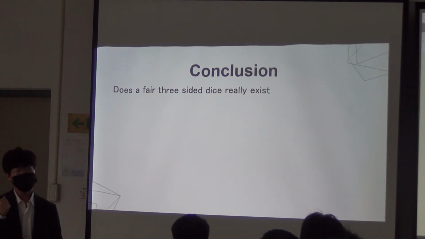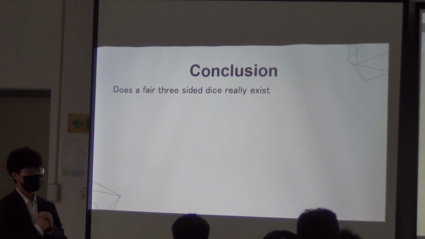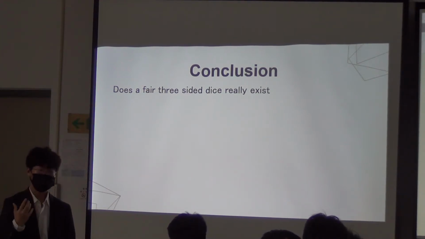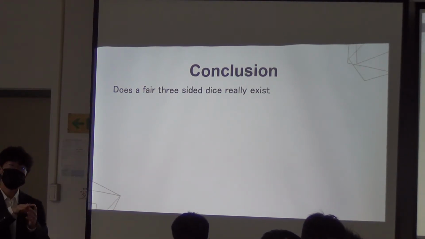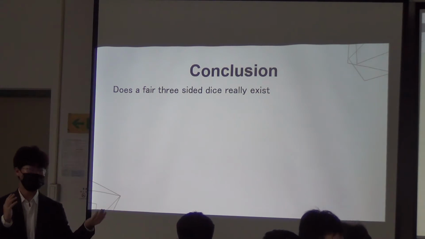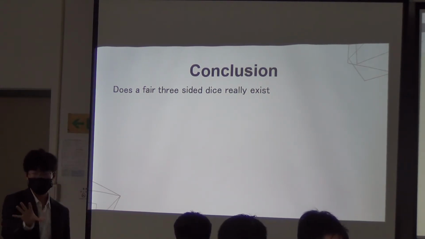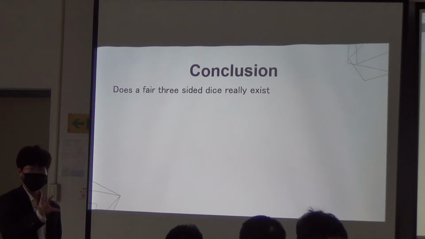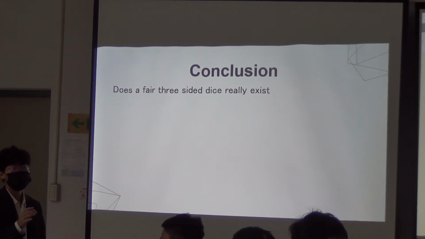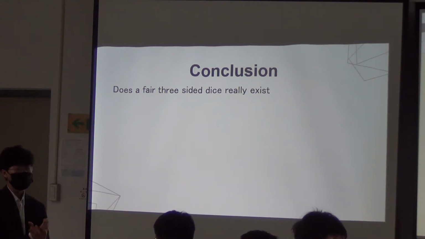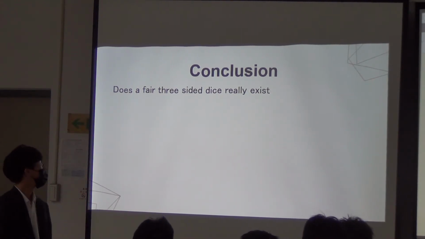But after some considerations, I believe that the proportion of a fair three-sided dice should be between the thinner proportion of our dice and the thicker proportion of our dice. It should be somewhere in between these two, but it will be extremely hard to calculate what this coin actually looks like.